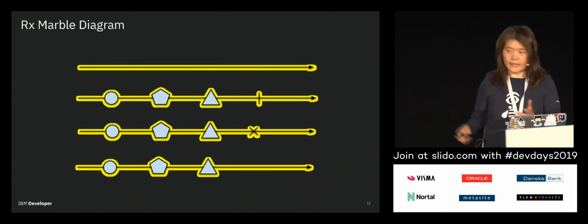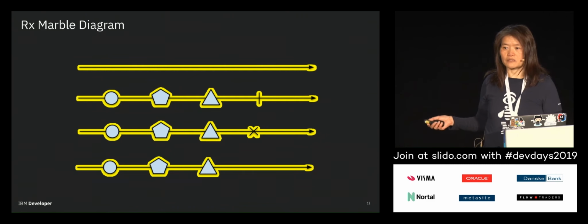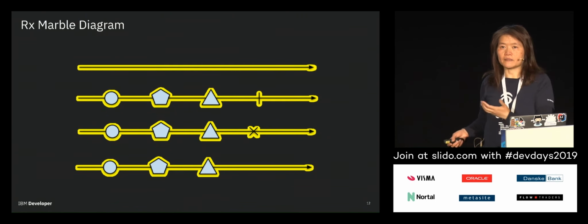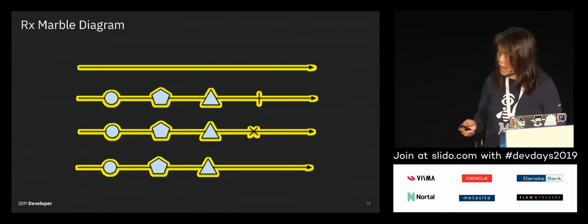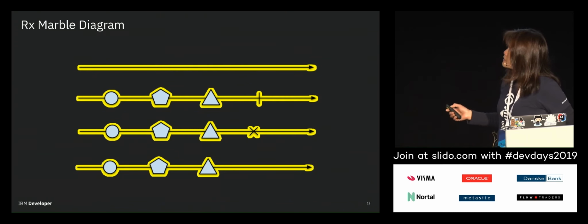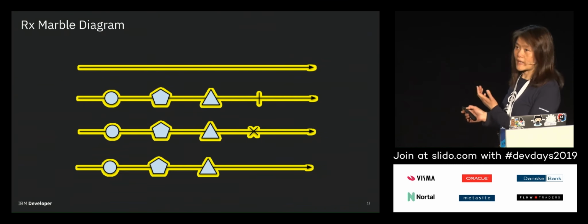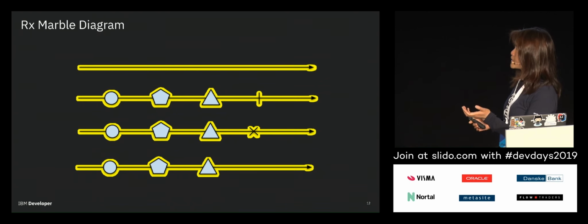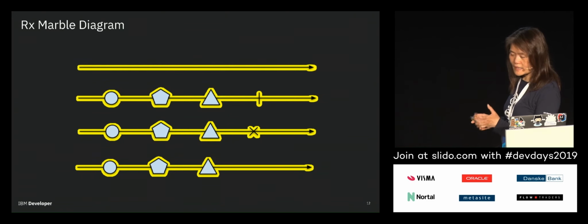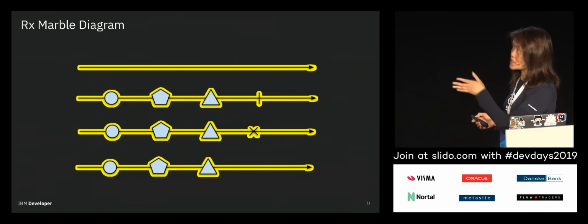Here, I'm also borrowing some slides from the Rx marble diagram to explain a bit about reactive programming using this timeline. In the very top one, this is just a timeline. It's like a stream, but there are no events happening in this stream. It's an open-ended stream. In the second one, you see some shapes, and these are events that are happening, and then all of a sudden you see this perpendicular line. It indicates that the stream has terminated, so there's some definite time limit to this stream.